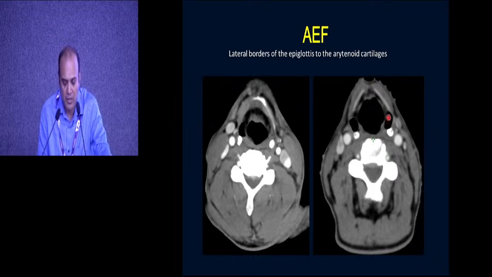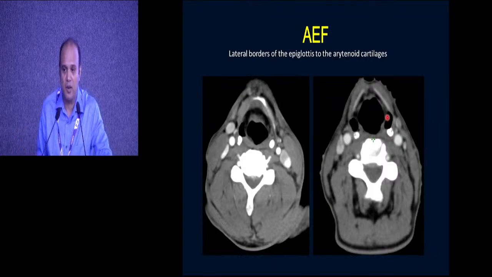The boundaries of the pyriform fossa are formed by the aryepiglottic fold, and laterally by the medial surface of the thyroid cartilage. So this is the medial edge of the thyroid cartilage. The pyriform fossa is not part of the larynx, it is part of the hypopharynx. And you have the posterior pharyngeal wall. The posterior pharyngeal wall is also not part of the larynx, it is part of the hypopharynx.